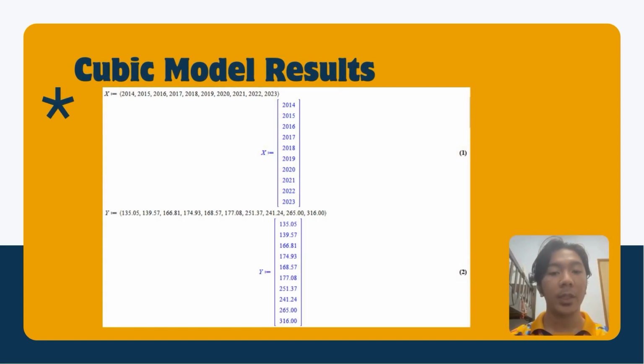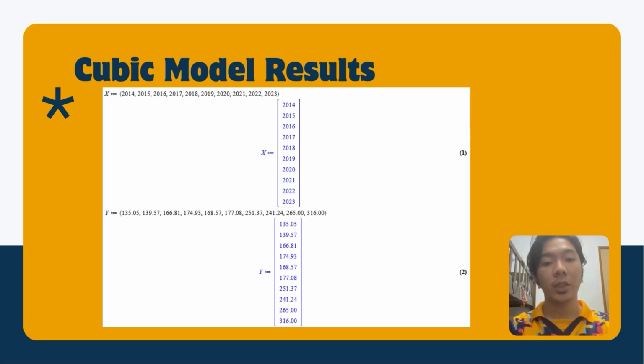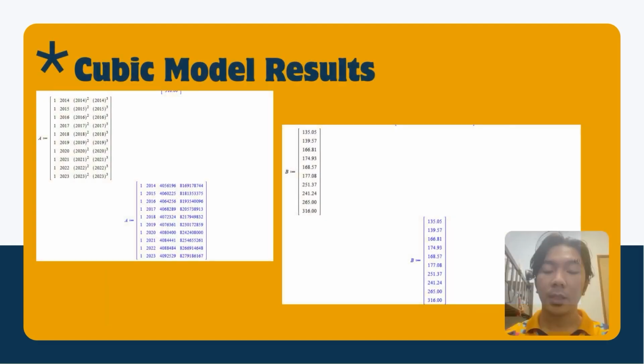Okay, next we have the linear algebra control for the cubic model. So for the cubic model, we still choose the data, X, and we define Y. Next, after we already define the X and Y, our method, we will put it in the form of a matrix. So we need to define it as A and B, since in matrix, it is AX equal to B.